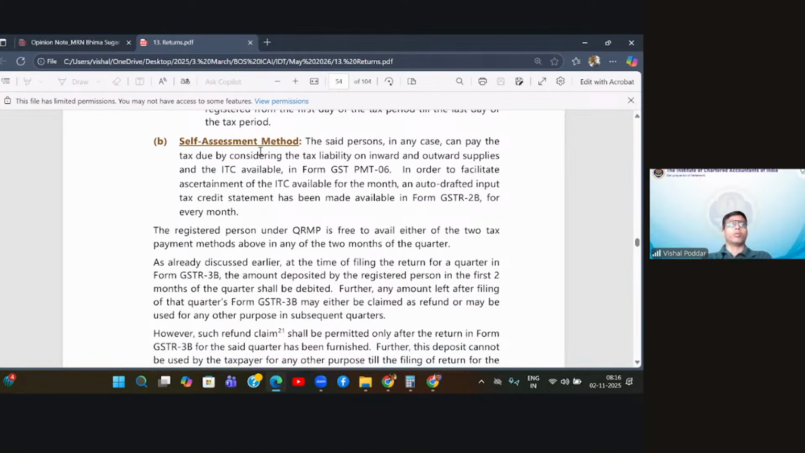Fine. Now, the self-assessment method. So first was the fixed payment method, where the liability is computed basis your past period returns. Now the second option. Please read. Self-assessment method. The said person in any case can pay the tax due by considering the tax liability on inward and outward supplies and the ITC available in Form GST PMT 06. In order to facilitate ascertainment of the ITC available for the month, an auto-drafted input tax credit statement has been made available in Form GSTR 2B for every month.